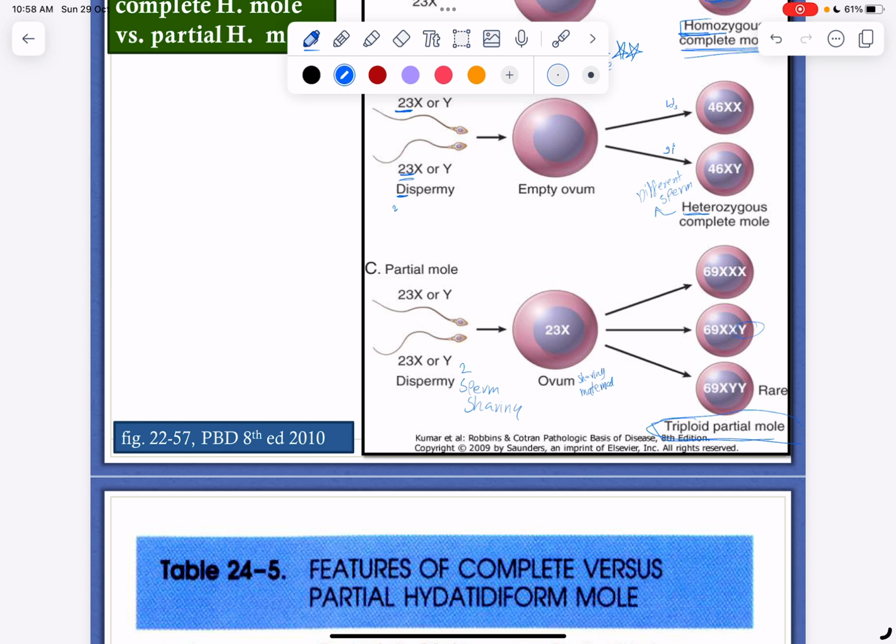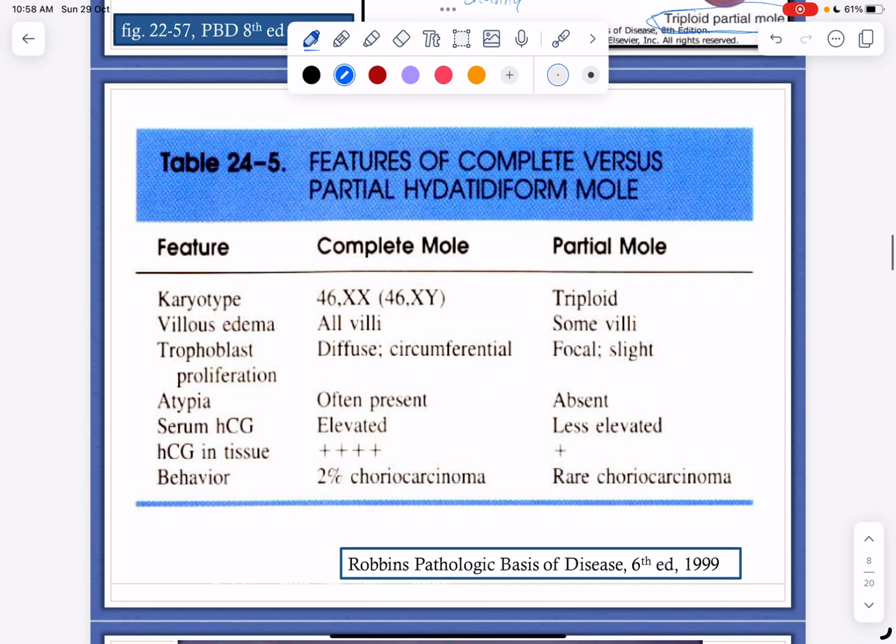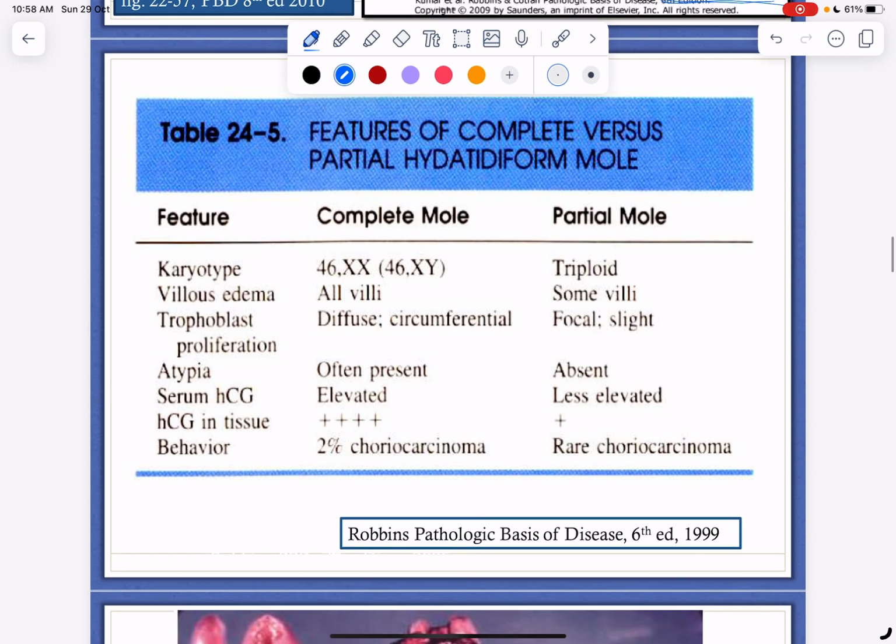For this reason, there is a difference between complete mole and partial mole. The main difference is the number of chromosomes. The second difference, there is maternal sharing in the partial mole, and this maternal sharing is lost in the complete mole. This is a big difference between partial and complete. The idea that two sperm fertilize is abnormal. This is the abnormality that caused the disease.